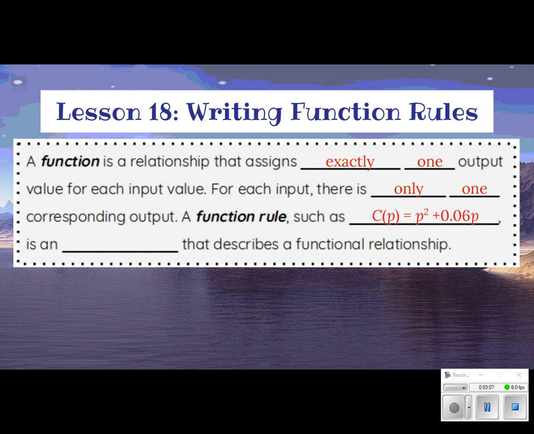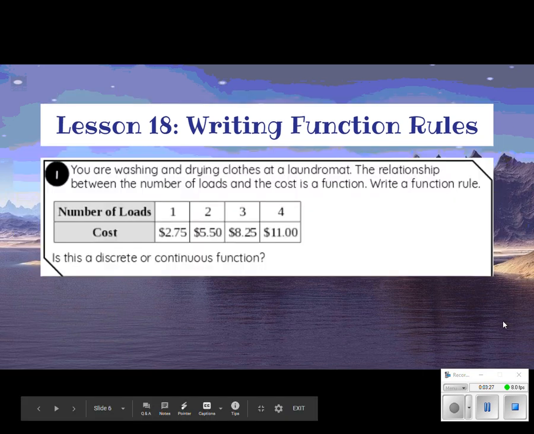When I tell you to write a function rule, do not write y equals. You are going to write function notation. I'm going to be big on that. I'm going to count off points if you don't use the proper notation. So this function rule is an equation that describes a functional relationship. I want to see that function notation. I want you practicing that. All right, so here we go.